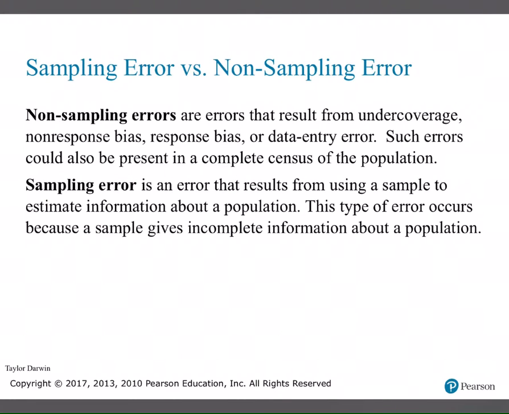And lastly, sampling error versus non-sampling error. Non-sampling errors are errors that result from undercoverage, non-response bias, response bias, or data entry error. Such errors could also be present in a complete census of the population. So really any bias here.